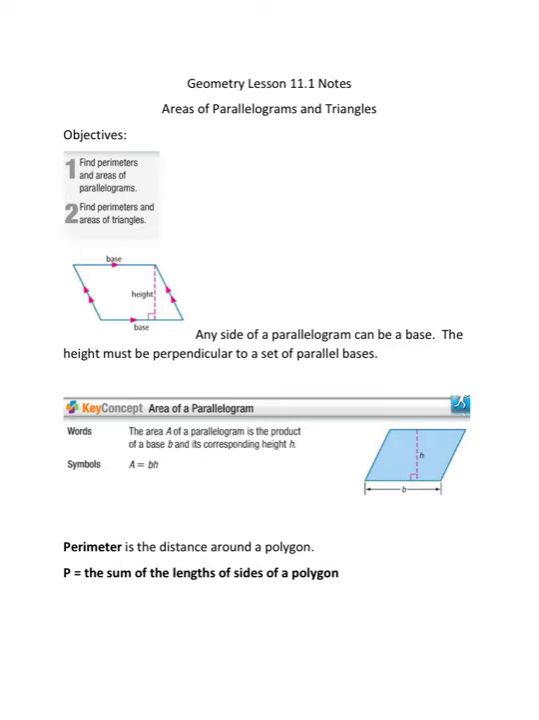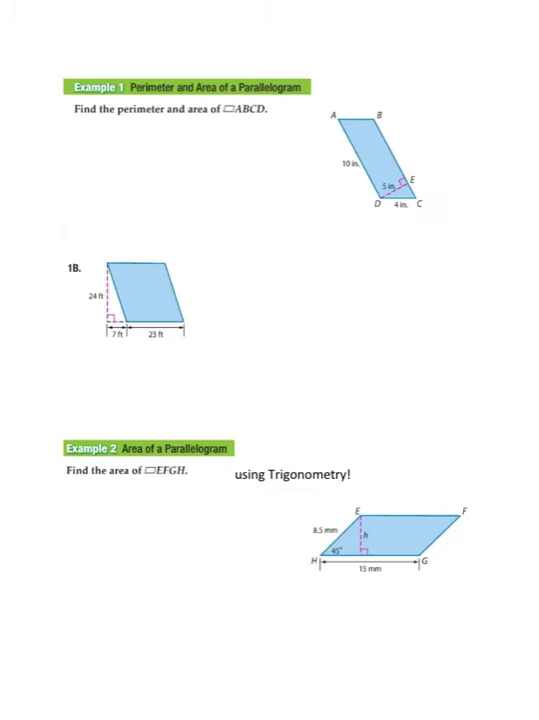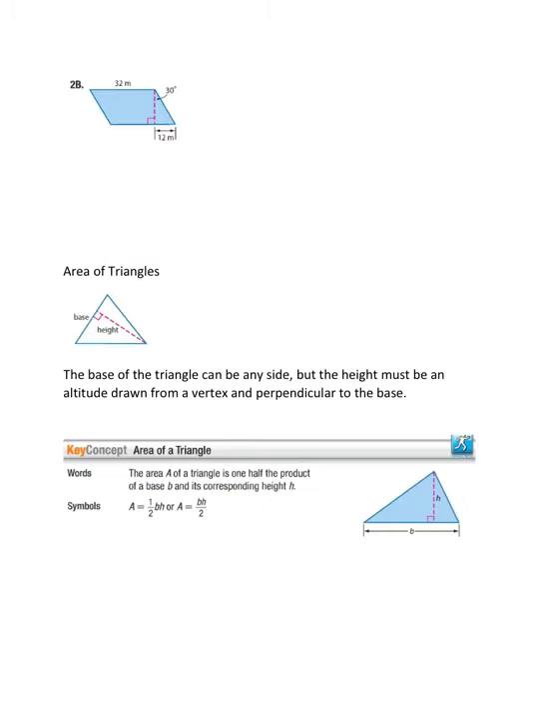I'm gonna finish up the 11.1 notes. Started those yesterday, guys. Talked about area and perimeter of parallelograms. We didn't get to the triangle, so we're gonna talk about triangles now. So area of triangles, guys.